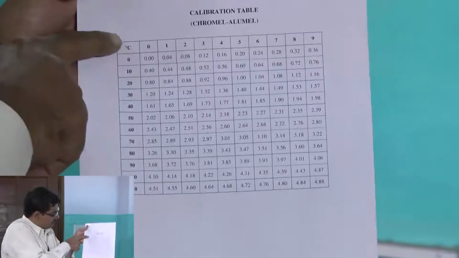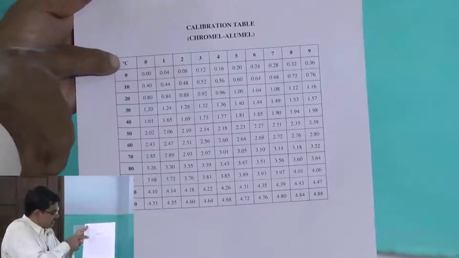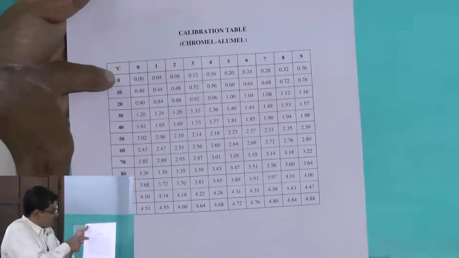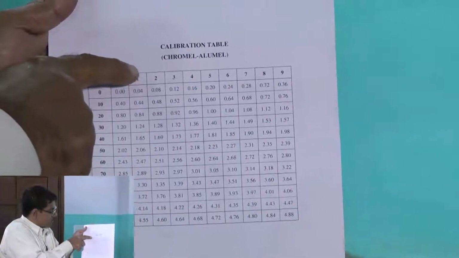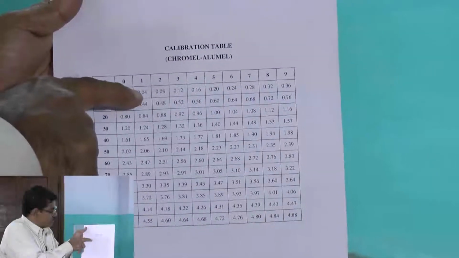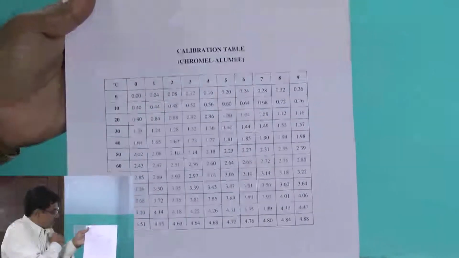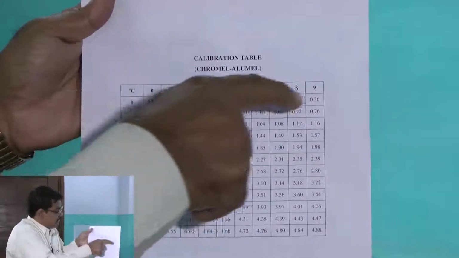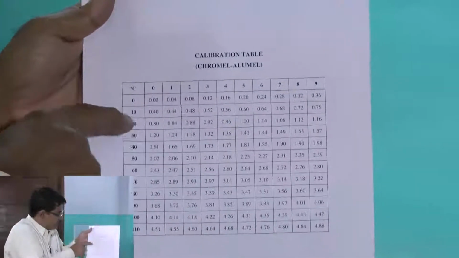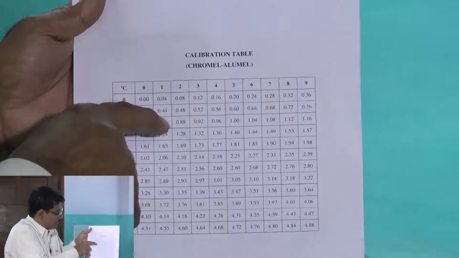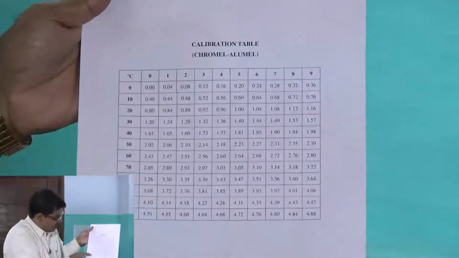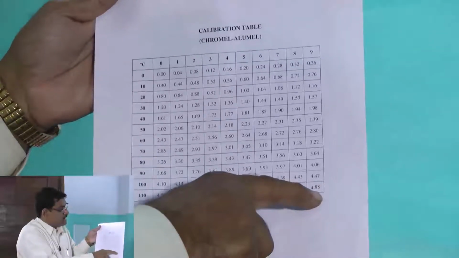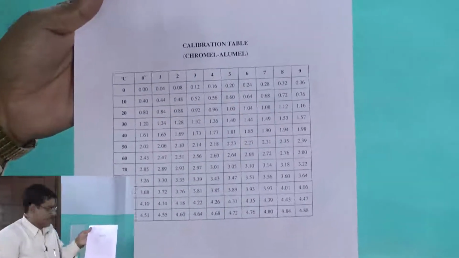Here the temperature is given in degrees centigrade. At 0 degree centigrade, the value is 0. At 1 degree it is 0.04. For 2 degrees it goes up to 9, then 10, 11 up to 19, then 20, 21, 22, 23. It is given up to 119.